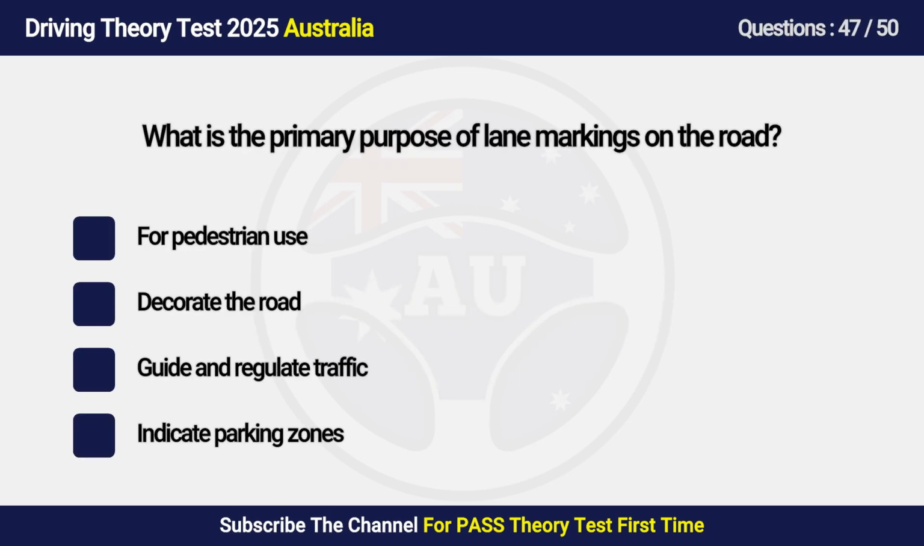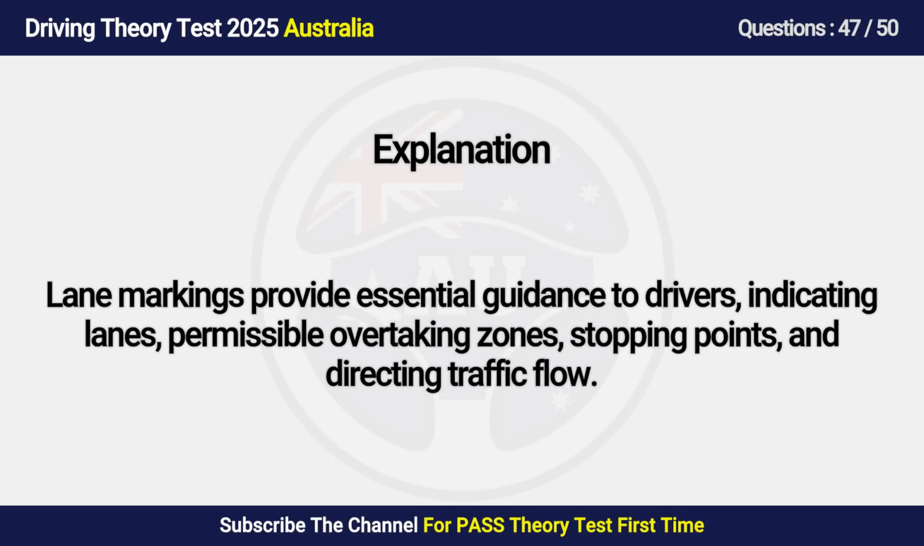Question 47. What is the primary purpose of lane markings on the road? A. For pedestrian use. B. Decorate the road. C. Guide and regulate traffic. D. Indicate parking zones. Answer is C. Guide and regulate traffic. Lane markings provide essential guidance to drivers, indicating lanes, permissible overtaking zones, stopping points, and directing traffic flow.